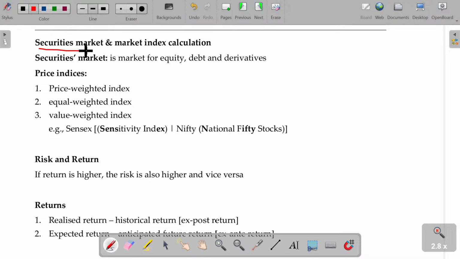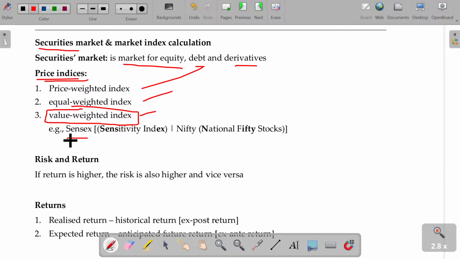Securities market and market index calculation. Securities market for equity, debt, derivatives. How will we calculate the indices? We have the price weighted index, equal weighted index, and value weighted index. Usually in India, we follow what method? Value weighted index: Sensex and Nifty, the Sensitivity Index and the National 50 stocks.